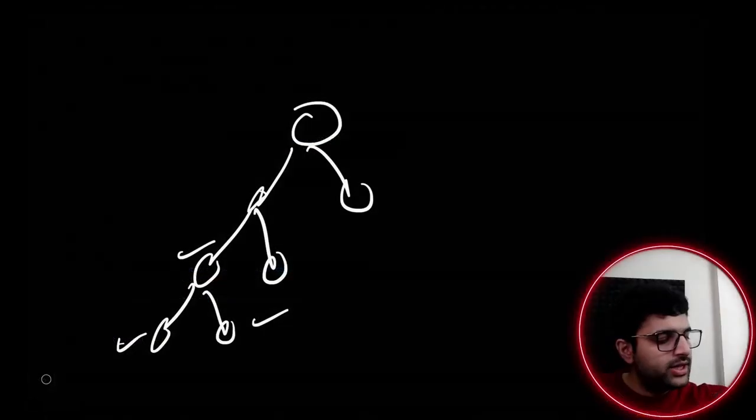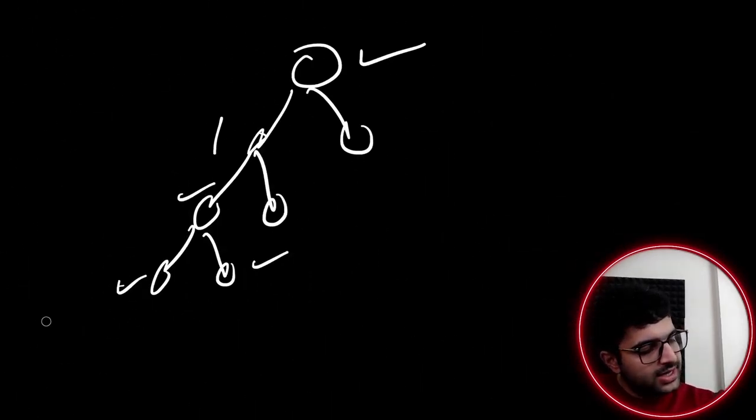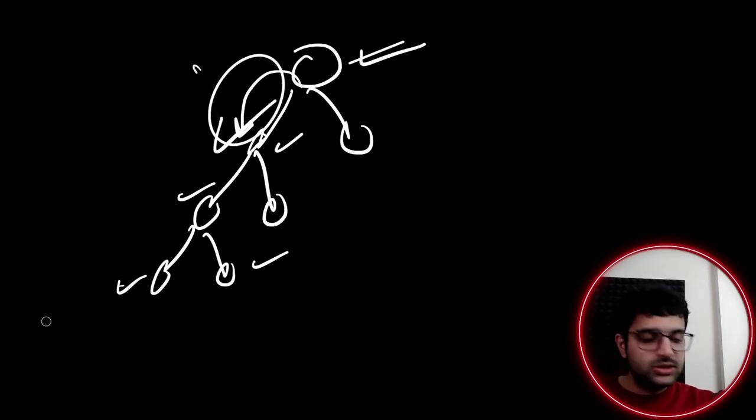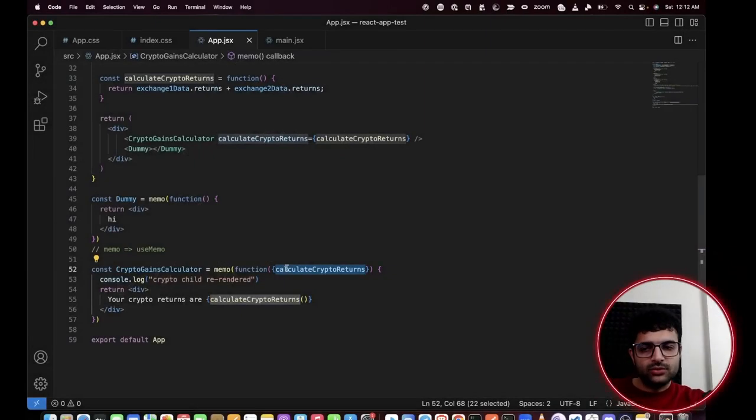We have now removed the constraint that if the parent renders, the child will re-render as well. We have said, it does not matter if the parent renders. If a prop that is being passed in changes, then this will re-render. If a prop that is being passed in does not change, then this will not re-render. Cool. That is what memo lets you do.